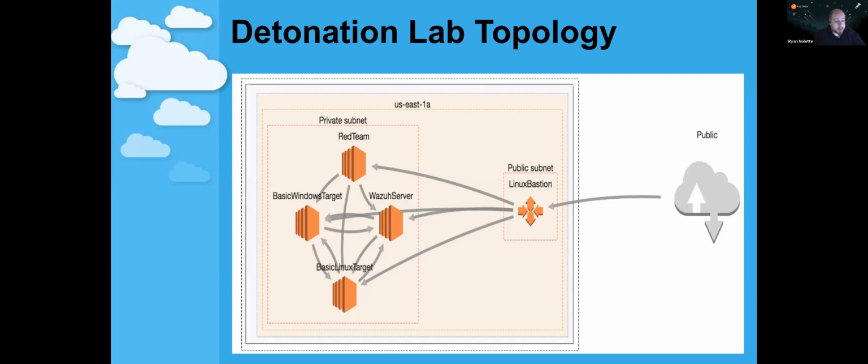Then we have the two targets, Windows and Linux. The Linux server is running a vulnerable PHP web server, so you can do server-side request forgery attacks. You can do different injection attacks, whatever floats your boat.